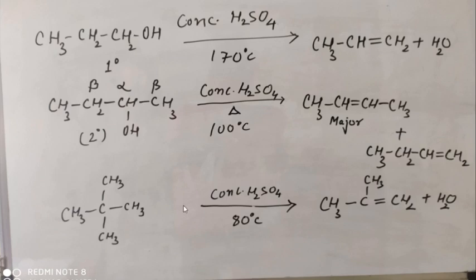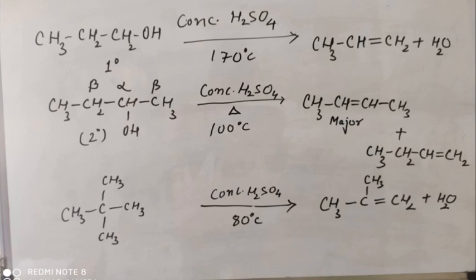The next example is the tertiary alcohol, tertiary butanol. It is supposed to have an OH group here; by mistake it is written differently. When it is heated with concentrated sulfuric acid at 80 degrees Celsius, the removal of OH from here and a beta hydrogen gives 2-methyl-1-propene, plus a water molecule.